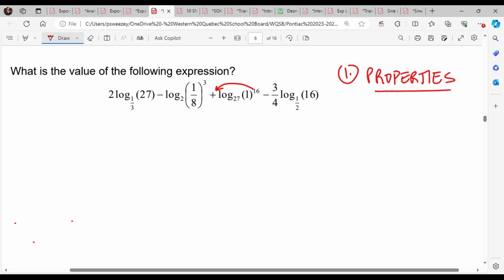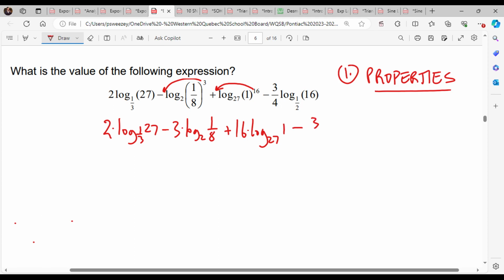I'll be putting that guy in there, power rule, right? Combining those things together in this case. So we could then rewrite it out as 2 times log base 1/3 of 27, minus 3 times log base 2 of 1/8, plus 1/6 times log base 27 of 1, and then subtract 3/4 times log base 1/2 of 16.